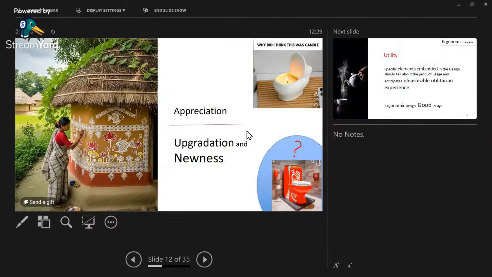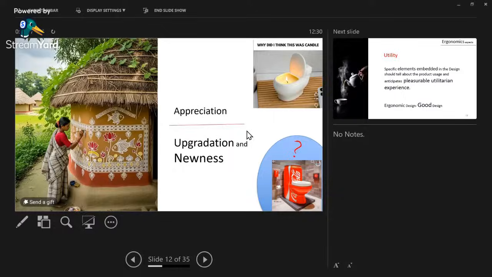Now here, the design also has aesthetic appreciation. That building, that small hut, I feel very excited to see it. But I am not sure if I'll be able to stay inside that, because of my status, my standard, and the way I stay. I like it, but whether I can use that as my dwelling house. So that matter also comes in: appreciation versus the need, and the upgrades and newness.